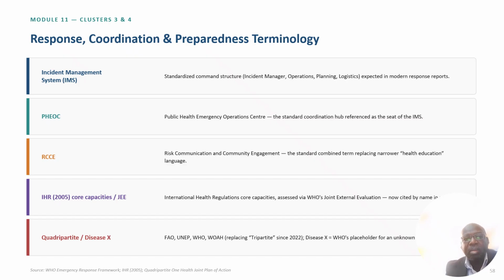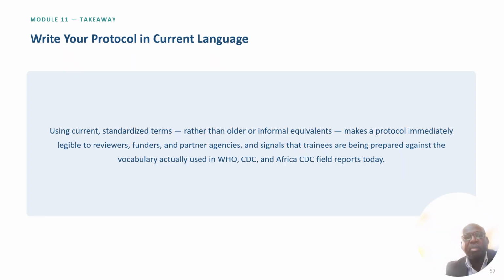Others, like quadriplegic diseases such as Disease X, consist of some UN agencies that are responsible for providing the response for such types of diseases.